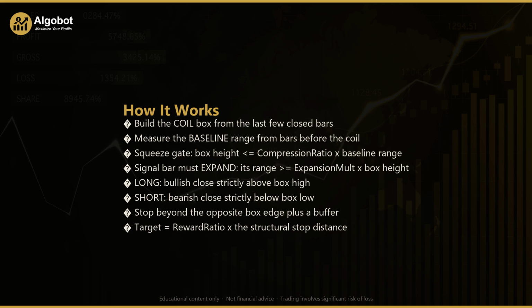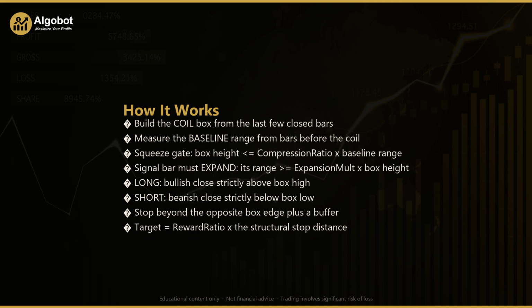Second, it measures normal. It looks at a window of bars that came before the coil, set by the BaselineBars input, and calculates the full range from the highest high to the lowest low over that window. This represents the market's typical swing in recent history. Third comes the squeeze gate, and this is the heart of the filter. The coil only qualifies as a genuine squeeze when its box height is no larger than the compression ratio multiplied by that baseline range. In plain English, the recent range must be meaningfully tighter than the normal range. If price hasn't actually compressed, the strategy waits.